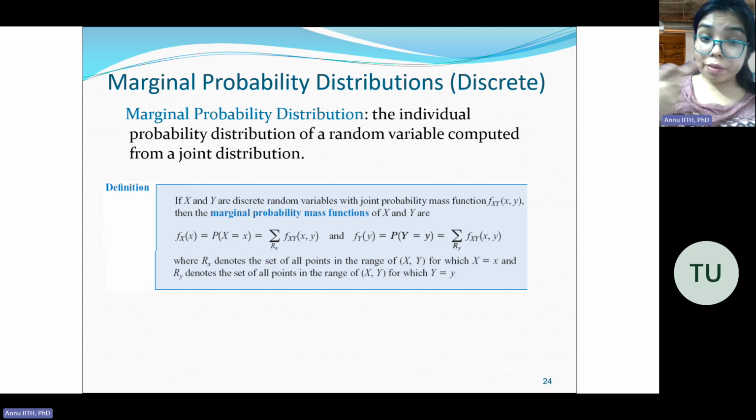Similarly, if you want to calculate the marginal distribution for y only, then you have to sum over small x. Here Rx denotes the set of all possible points in the range of (X, Y) for which capital X equals x, and Ry denotes all possible points in the range of (X, Y) where capital Y equals y. I hope this is clear, and we are talking in terms of discrete distribution.